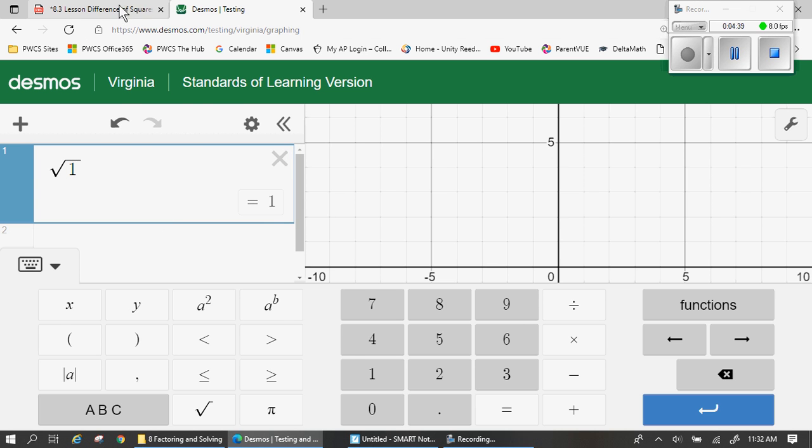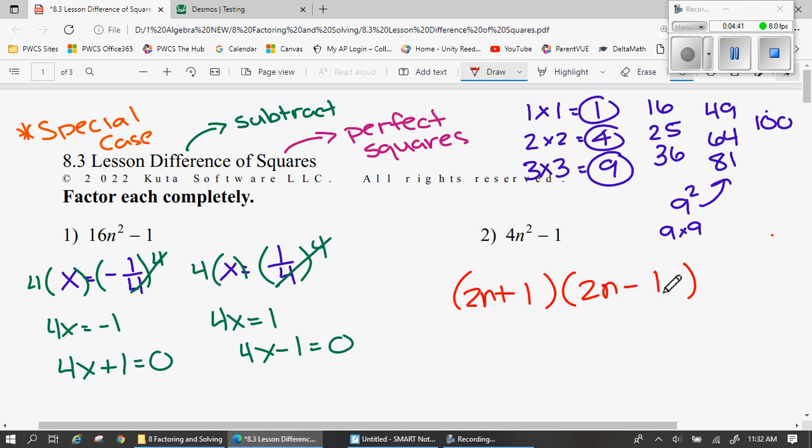Square root of 1 is 1. 1 times 1 is 1, so the square root of 1 is 1. So there's our two factors. That's using sort of the shortcut method.